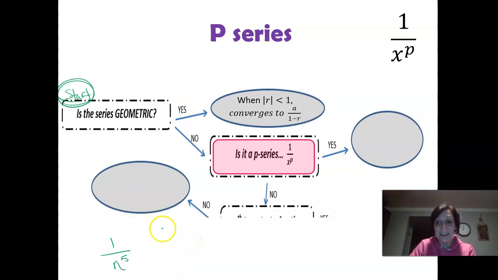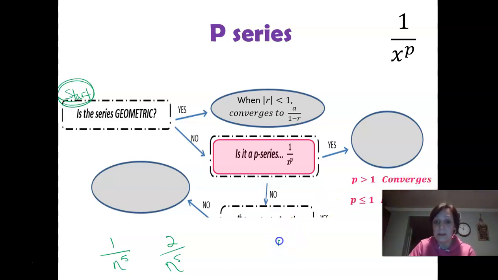Now, technically, if it's like 2 over n to the 5th, is it a p-series? Technically not, but we'll talk about that in a minute. Okay, so if the answer is yes, it's a p-series, as long as p is greater than 1, you have a series that converges.